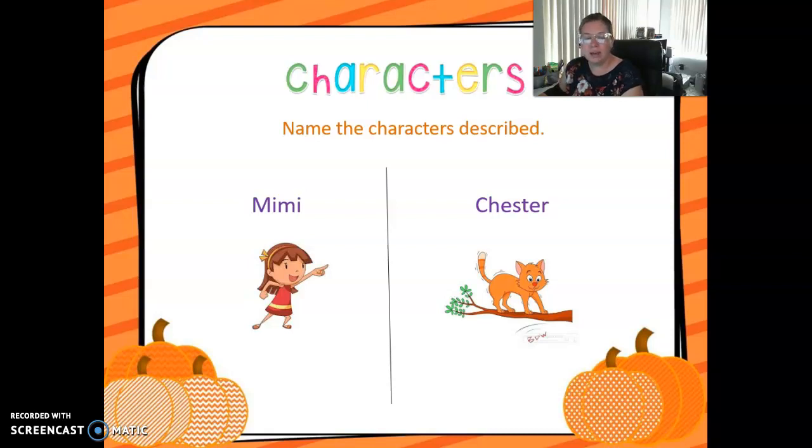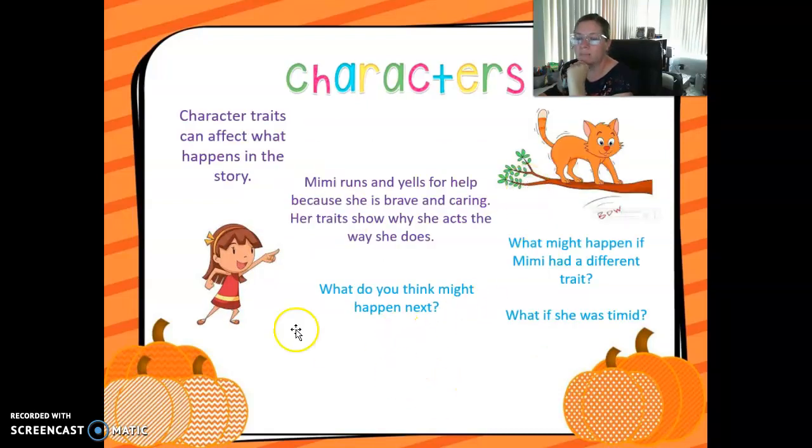Now, a character, how are they? How would you describe them? Character traits affect what happens in the story. Character traits are what they do or what they say. So we could describe Mimi as brave because she yells for help. She cares about the cat, so she's caring. So what she did by running and yelling for help shows her trait.